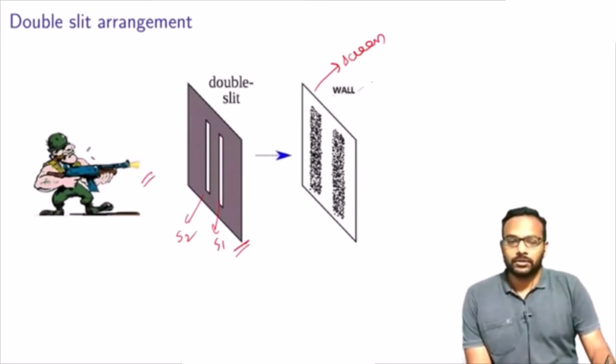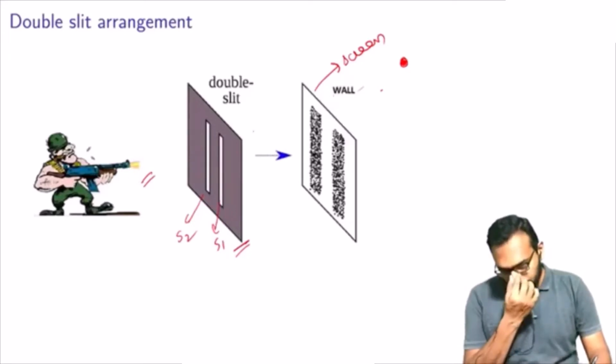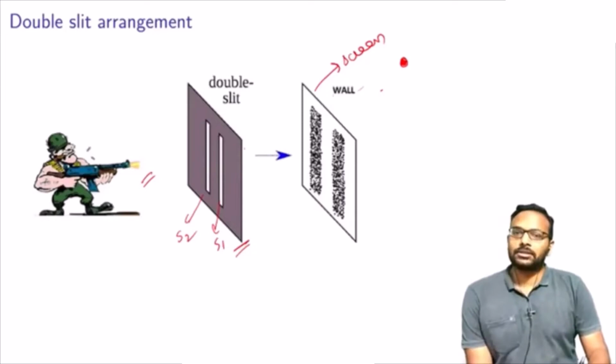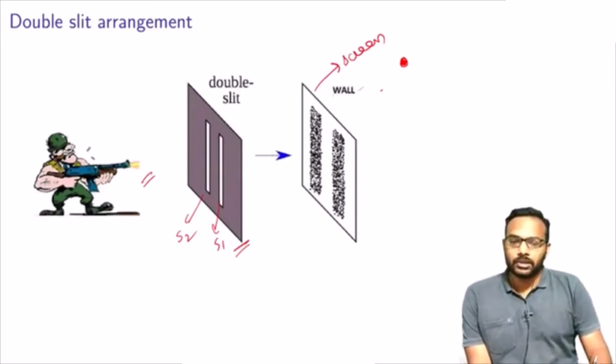If you just shoot a bullet at the wall, you know that it will make a hole on the wall, right? Now between the wall and your machine gun, you keep a double slit arrangement. You send bullets through it, and each bullet will make a hole on the wall. If you shoot a sufficient number of times, you will see a pattern like this, right?